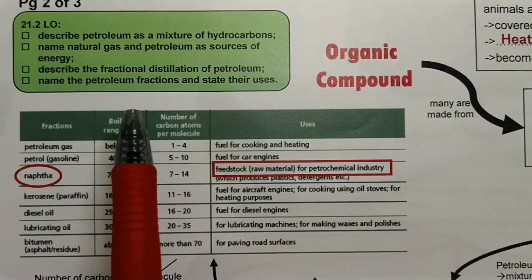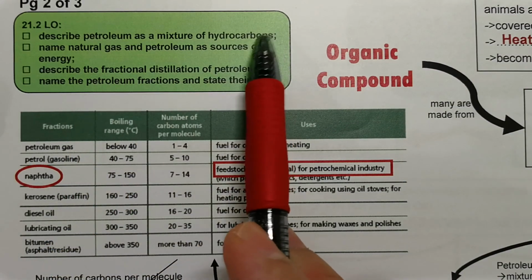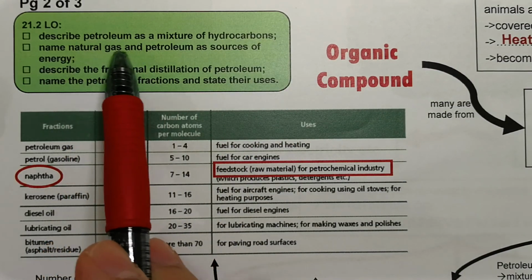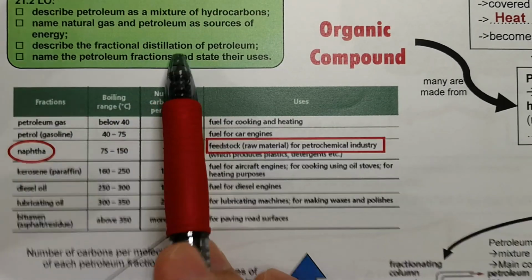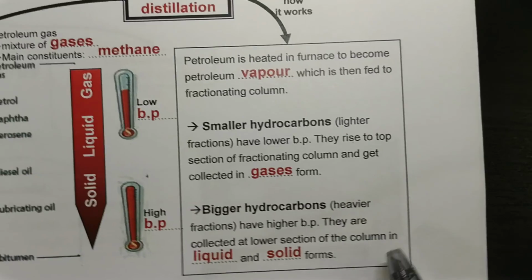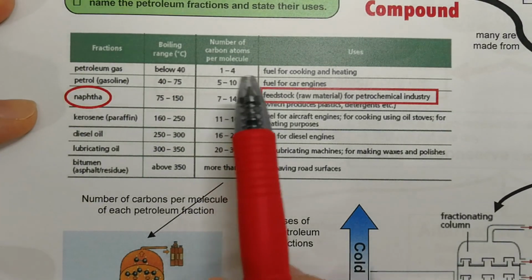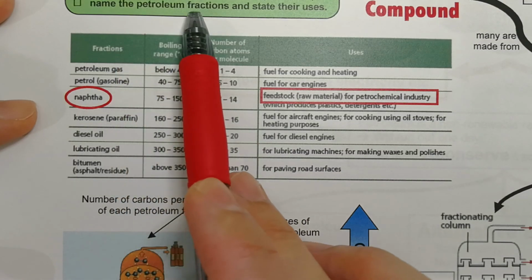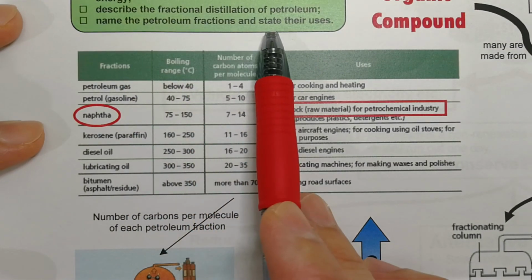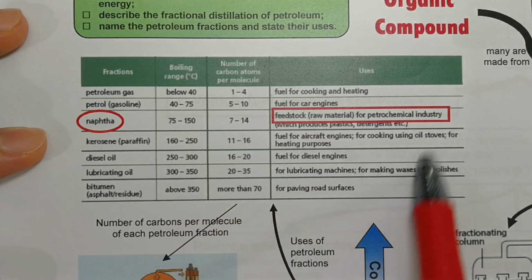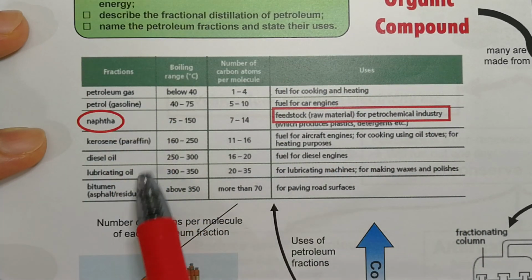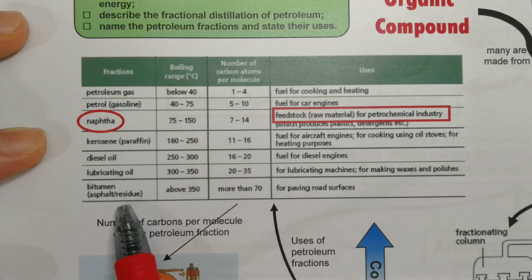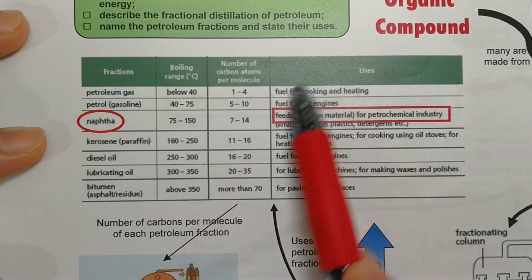Alright, let's look at the learning objective. Describe petroleum as a mixture of hydrocarbons, natural gas, petroleum, how it is being formed. Describe the fractional distillation of petroleum. So this one would be the description. Okay, how it works, fractional distillation of petroleum, as well as naming the petroleum fractions and stating their uses. So this table is very important. You need to remember the different fractions from lower boiling point to the high boiling point. There are 7 fractions, as well as their uses.